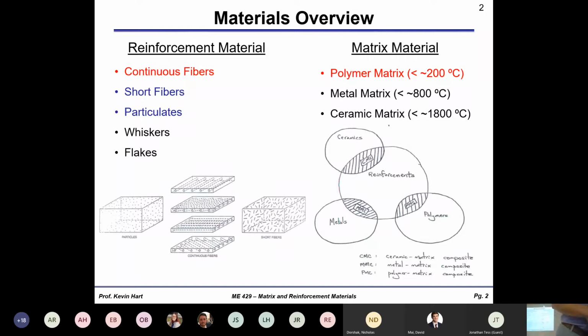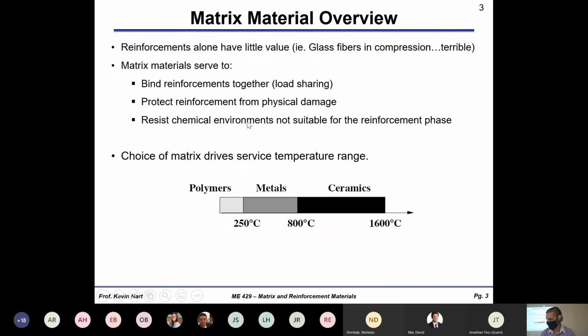Interestingly, I did bring a metal matrix composite today to class. It's in this bag right here, maybe a little hard to see. I'm going to pass this around, but you can see this metal matrix composite. This is a semi-cylindrical piece that was part of a wheel housing, and it's a graphite and aluminum matrix composite. So pretty cool. Maybe we can pass that around, and I'll show it at the end of class, but you can get an idea for how heavy these metal matrix composites are. And then ceramic matrices up to about 1800 C.